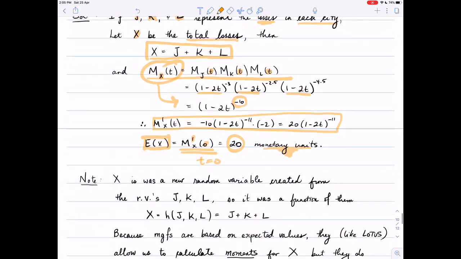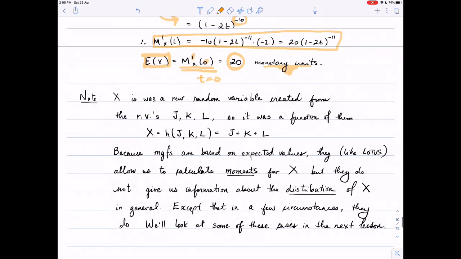One last thing that I want to point out is that X here, just as W in the properties, is a new random variable, and it's created in this example from random variables J, K, and L. So it is a function of them. X is a function of J, K, and L. It's a very simple function. It is their sum, but it is a function nonetheless.